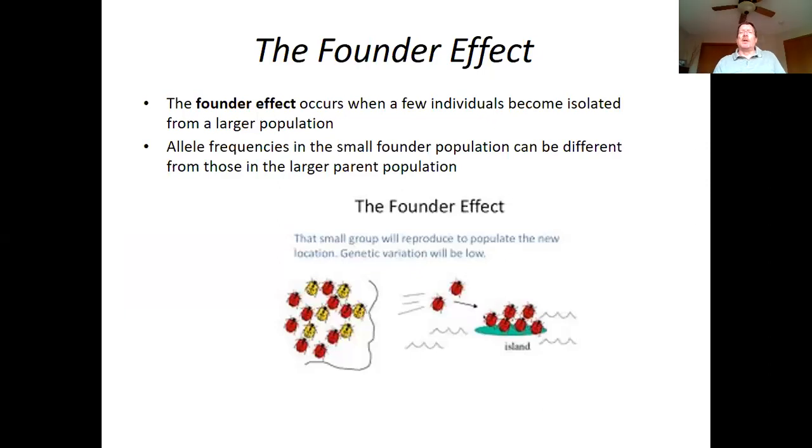Okay. One of those types of drift they call founder's effect. And how do these things happen? And this could be, to an extent, think of Darwin's finches. Founder effect occurs when a few individuals become isolated from a larger population. Allele frequencies in the small founder population can certainly be different than in the larger parent population. And so you can see you had some migration to this new island, but not all of them came, and the ones that came didn't have the same allele frequency.